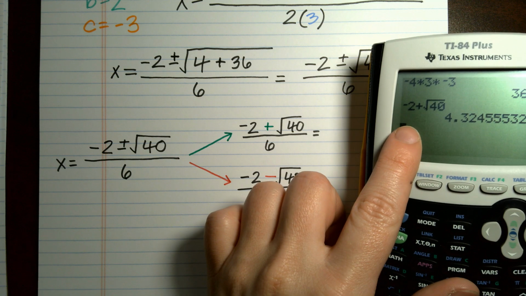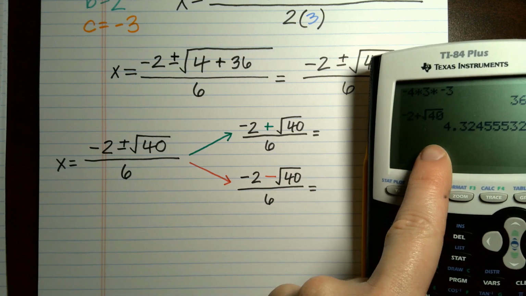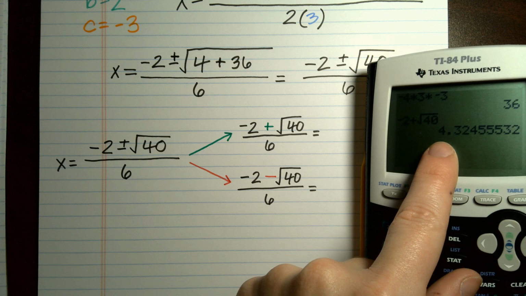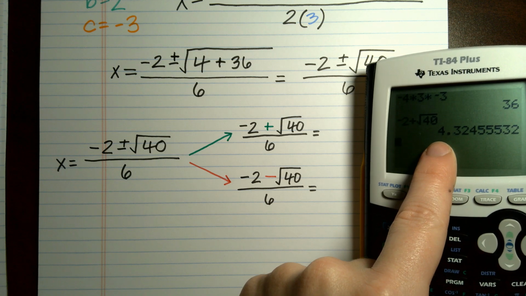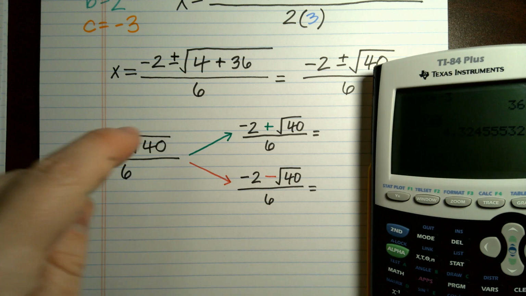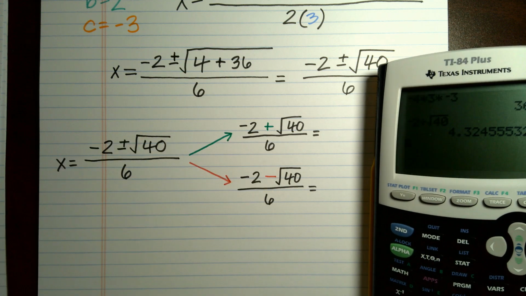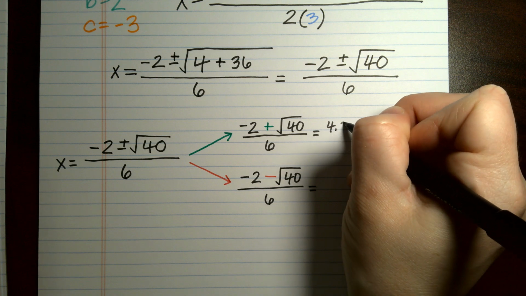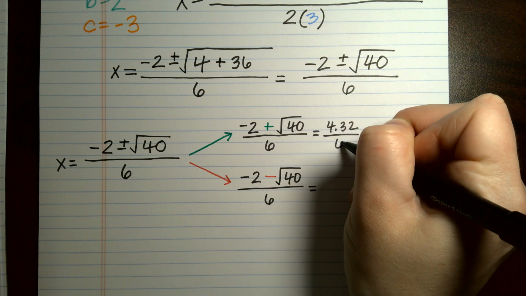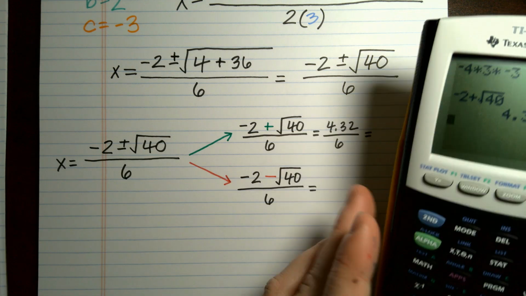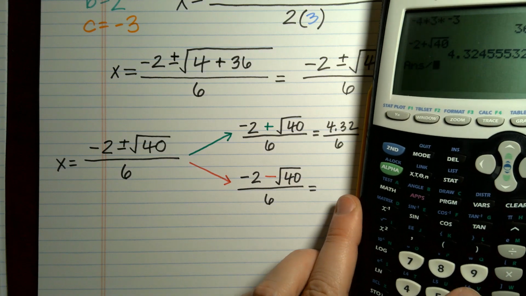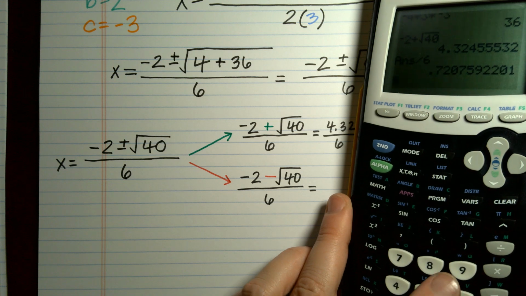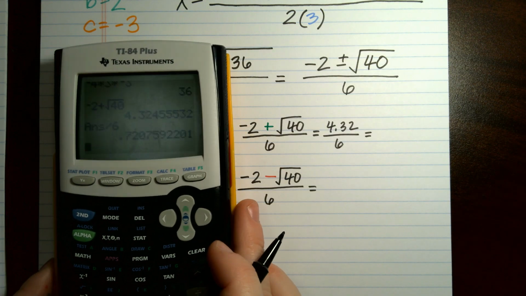So I just typed in my calculator, -2 plus the square root of 40. And I got this number here, 4.32. Now I just need to divide by 6. I'll write it out so we don't lose track. 4.32 divided by 6. So divide by 6, 0.72. I'm confused. Well, I got it.